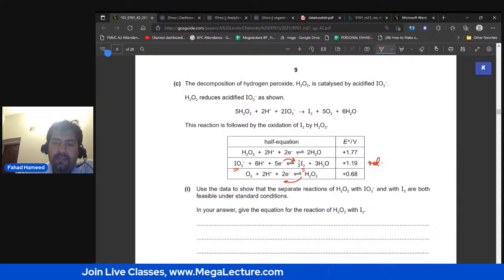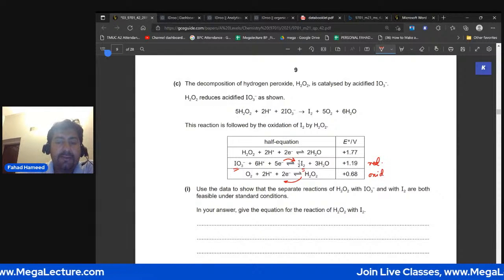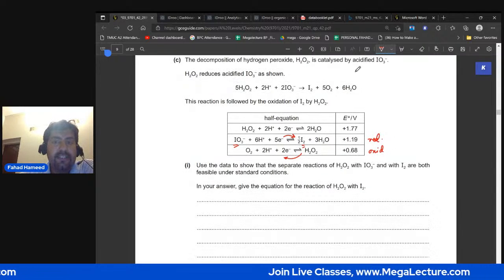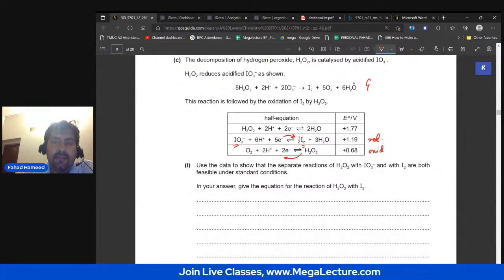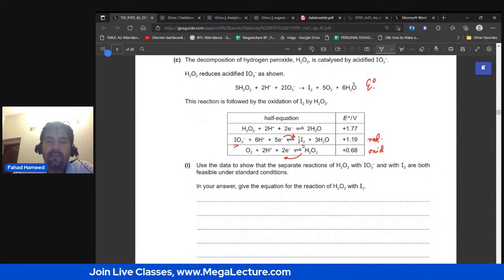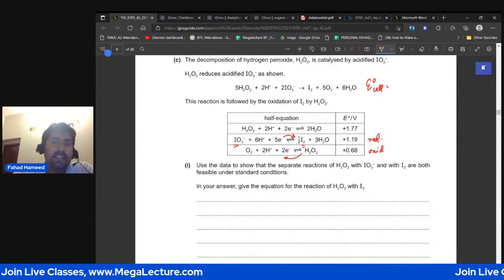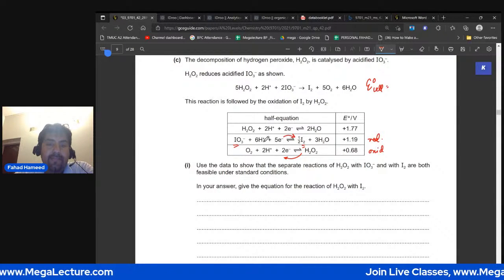And lower potential loses electrons. So this is my oxidation potential. What I'm going to do is code these two values for the first one. Why is this feasible? I'm going to calculate the E naught cell for this. This reaction is made up of these two equations: this one gaining electrons, this one losing electrons.